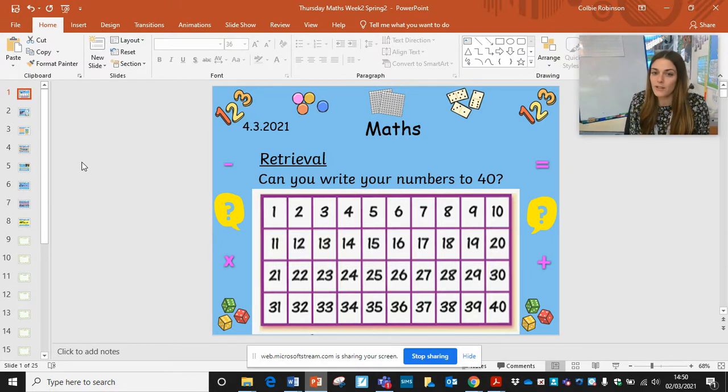So your retrieval, your recap of learning, is can you write your numbers to 40? This grid here with the numbers on is to support you. Have a try at writing those numbers yourself and then use that to double check, to see if your formation is correct and your numbers are the right way round.